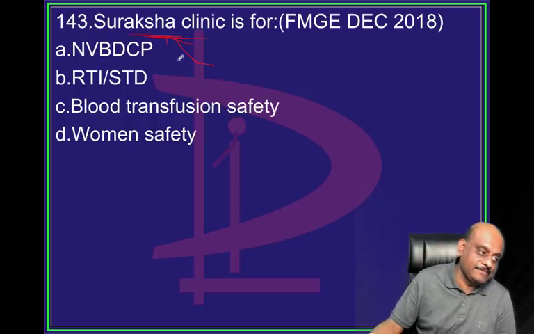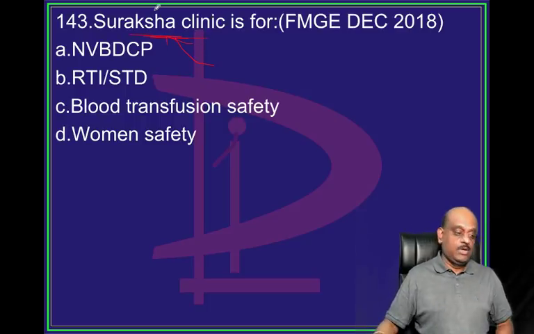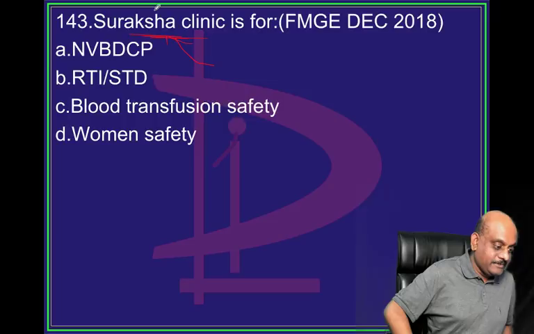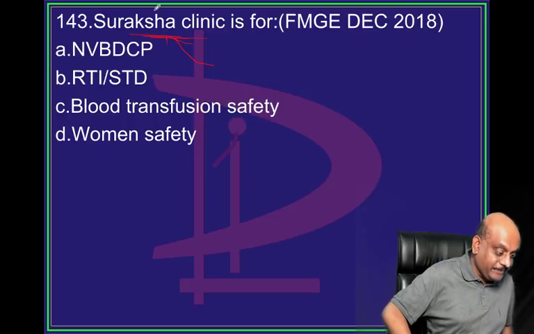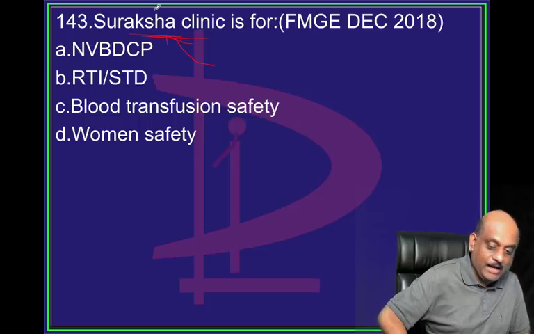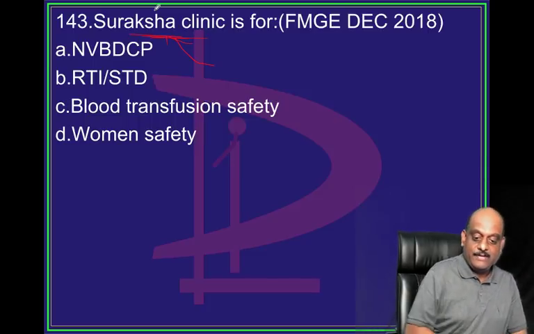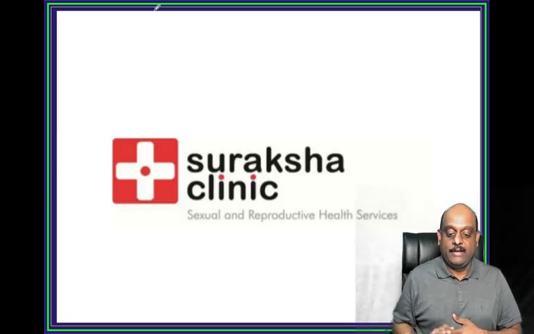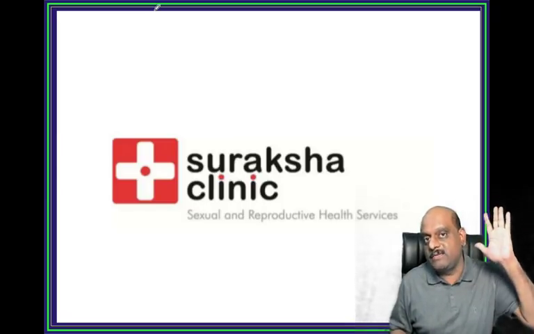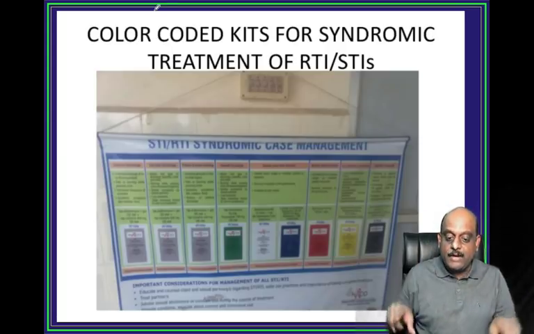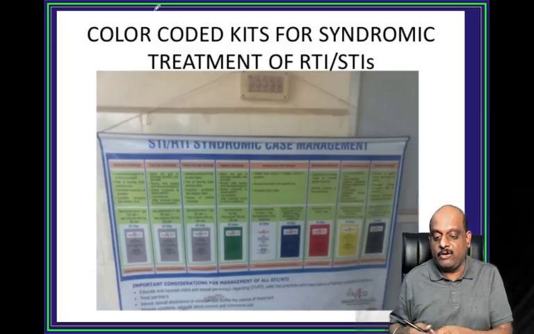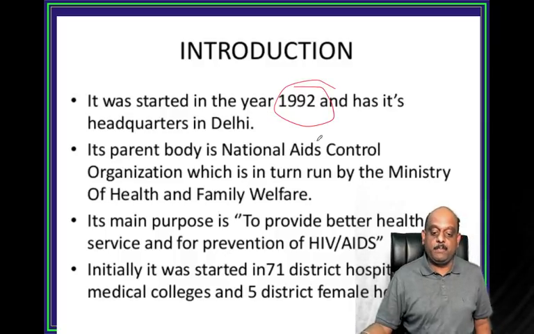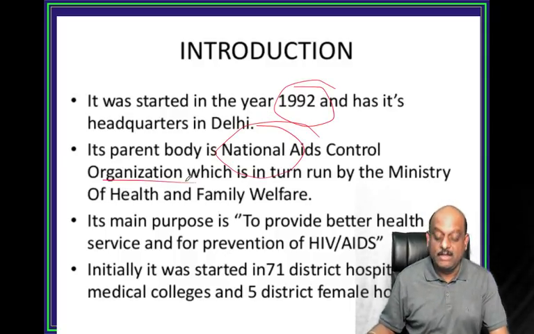Suraksha clinic is for what? Who is going to give me the answer? Question number 143. फटाफट बोलो बेटे. फटाफट बोलो. So Sheikh Mobina is saying it is for STD, sir. Very good. Nayamani, IAS, is correctly saying Sexual Reproductive Health Services, Suraksha Clinic. There are color coded kits for syndromic treatment of the STI. It was started in 1992. Its parent body is National AIDS Control Organization, right?